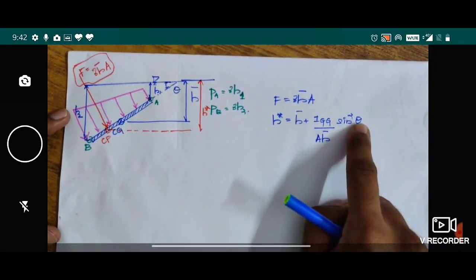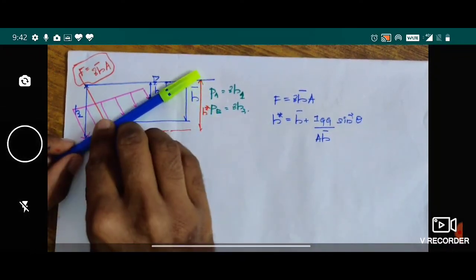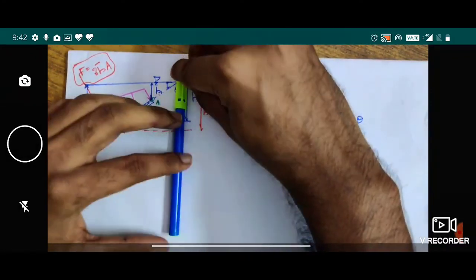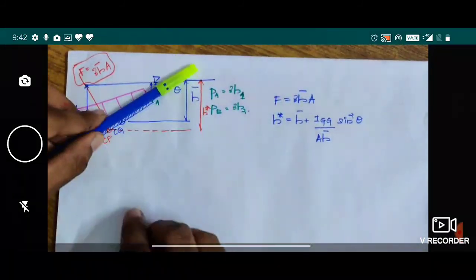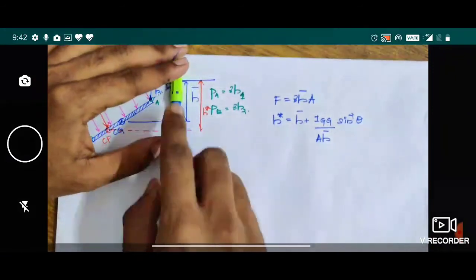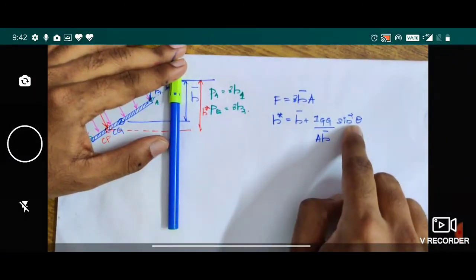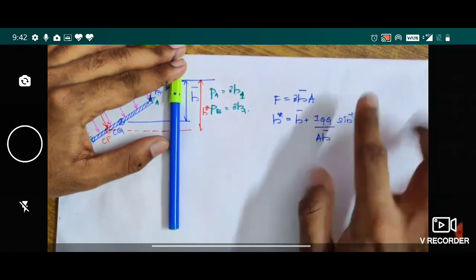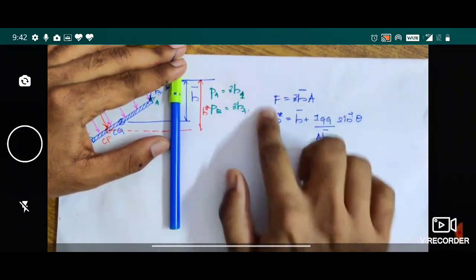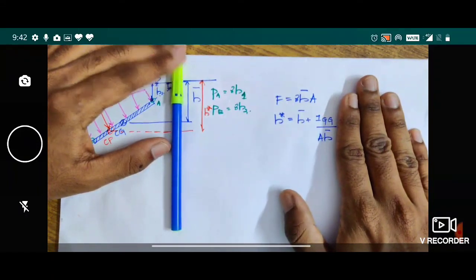See, what happens if theta is equal to 90 degrees? 90 degrees means this plane has become vertical. When theta value is 90 degrees, sin 90 is equal to 1. So this term becomes 1. This is the equation for a vertical plane.